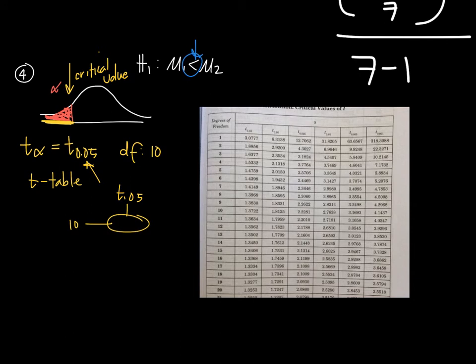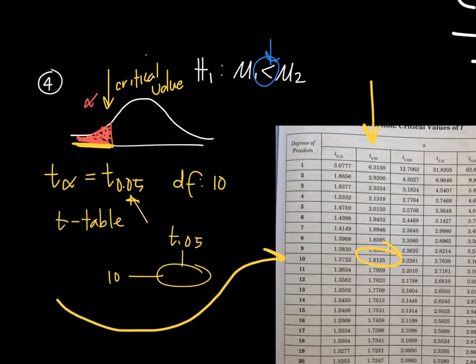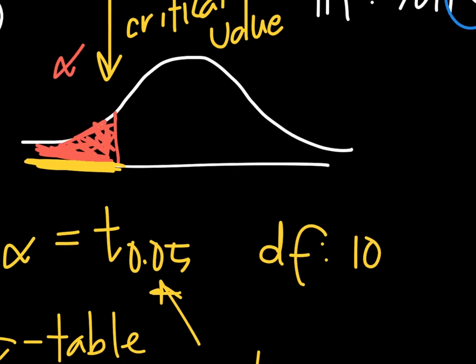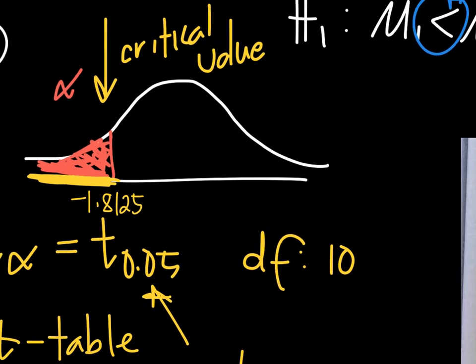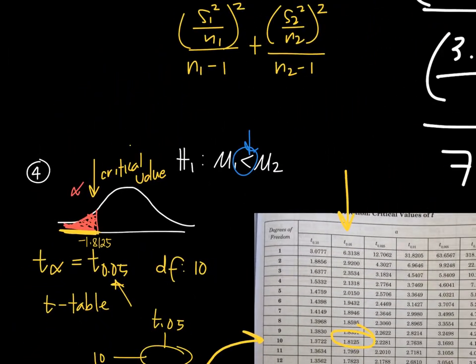So according to my list, I have to refer to the T of 0.05. This is our T of 0.05, and the degrees of freedom 10 is here. So the number that we need is 1.8125. So since it is on the left, we have to make use of its negative value, negative 1.8125.